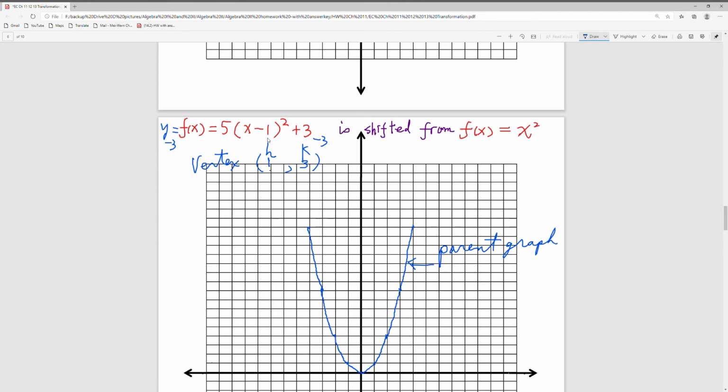So why is the parent graph important? This is y equals x squared. We memorize this graph, and after we find our vertex, we shift our vertex to a new location, (1, 3). (1, 3) is here, and we understand our graph should look like a parabola here. But how narrow or how wide it opens depends on this number a.